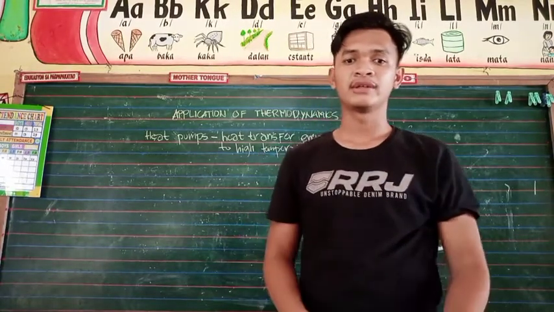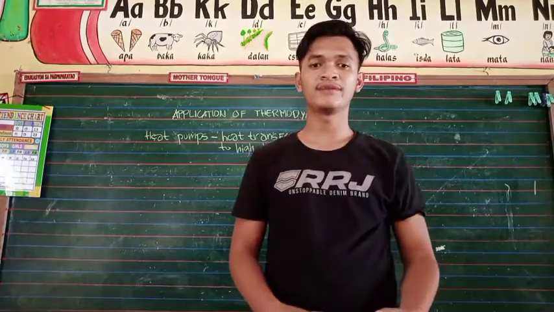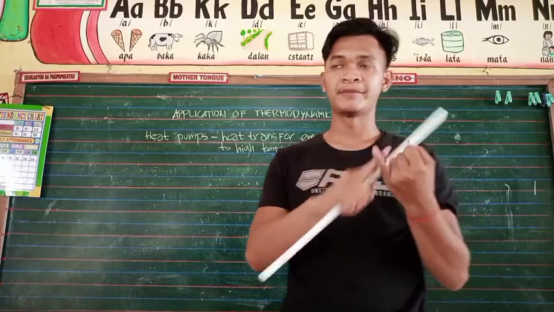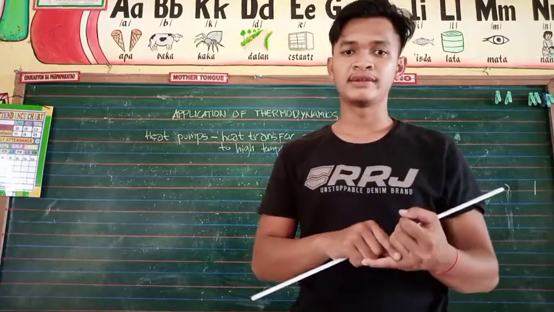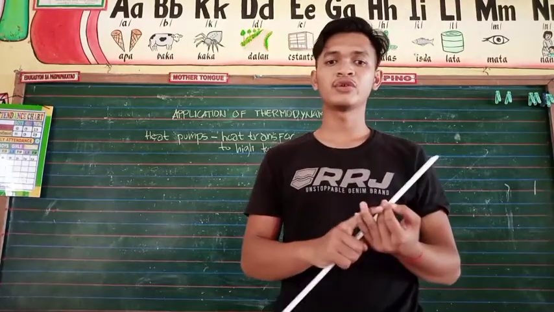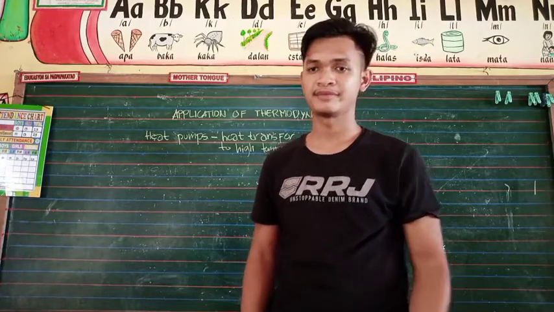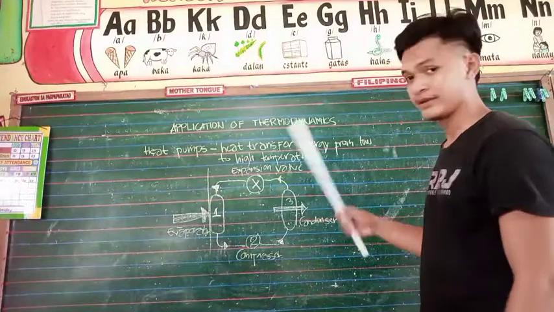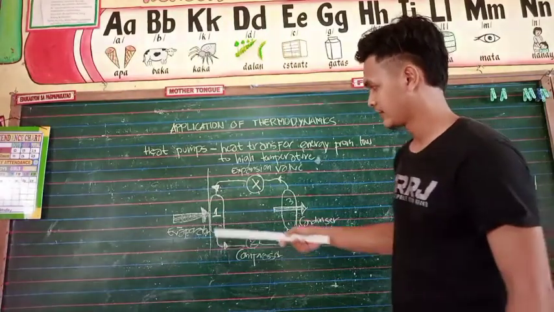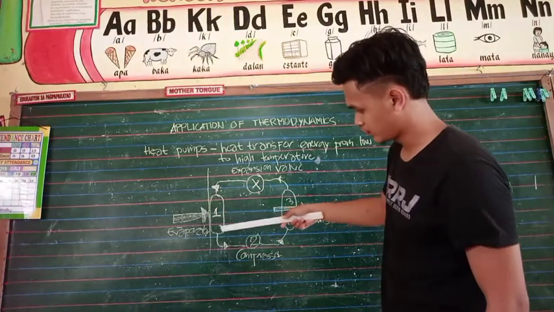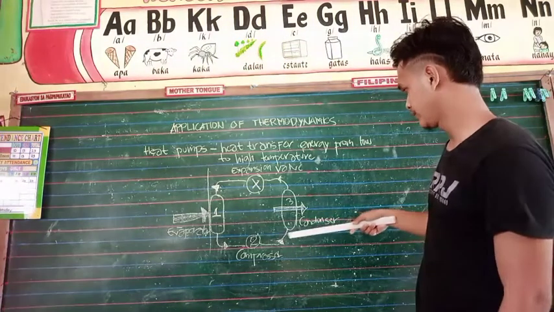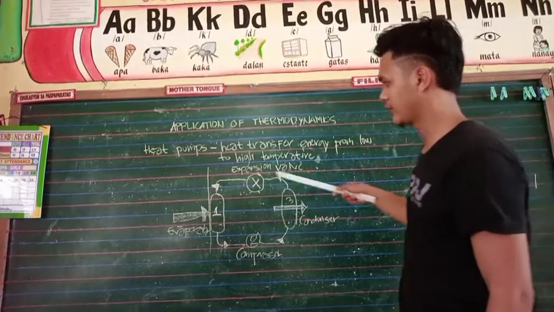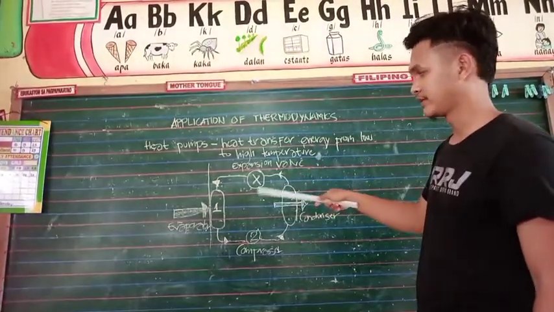In the heating mode, heat is transferred to the working fluid in the evaporator from the colder outdoor air, turning it into a gas. These are the four basic components of the heat pump, from the evaporator to the compressor, then the condenser, and back to the expansion valve.